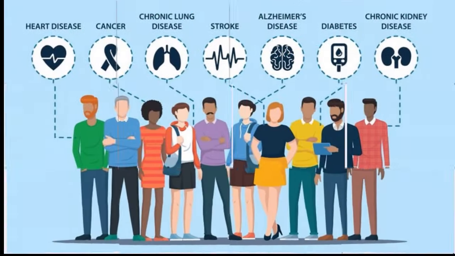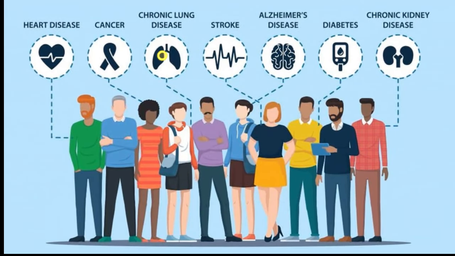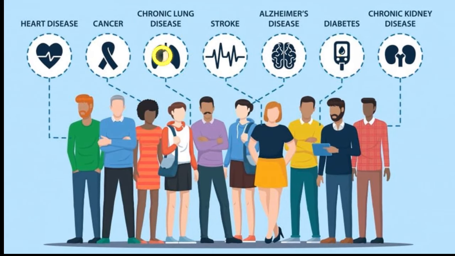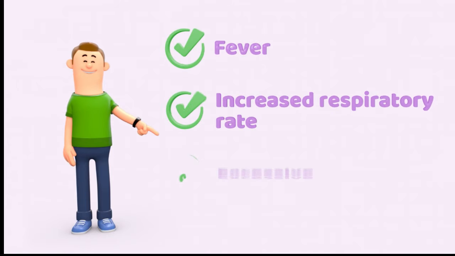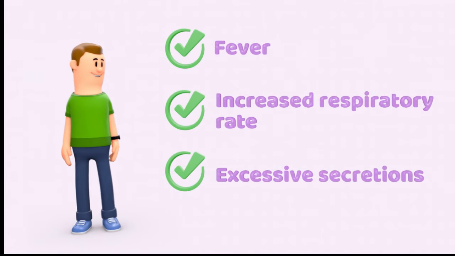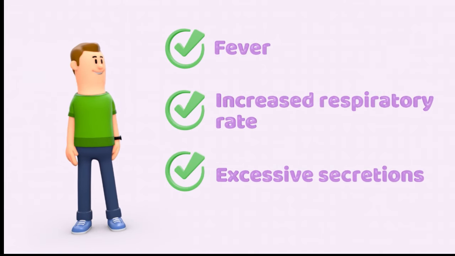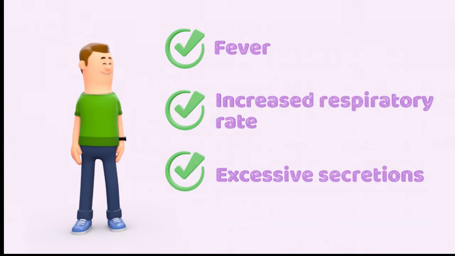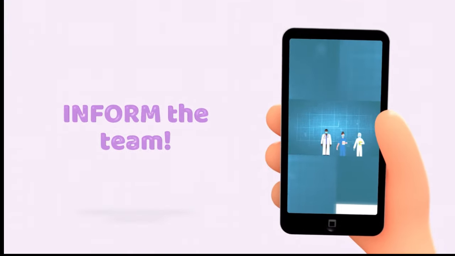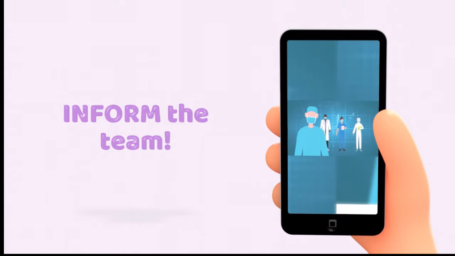Patients with underlying conditions, such as diabetes or chronic lung disease, are particularly vulnerable. Recognizing the symptoms of VAP is crucial for timely intervention. Common signs include fever, increased respiratory rate, purulent sputum, and changes in oxygenation. If you notice these symptoms in a ventilated patient, it's essential to alert the medical team immediately.